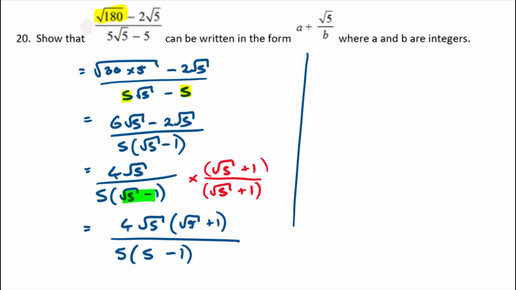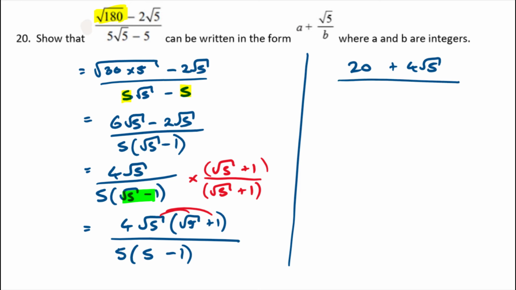I'm going to create a second column here because I'm running out of space. So 4 root 5 times root 5 first on the top. I'm going to multiply both things by 4 root 5. So 4 root 5 times root 5, well, root 5 times root 5 is 5. 4 times 5 is 20. So that's going to give me 20. And then 4 root 5 times 1 is just 4 root 5. So I'm going to end up with 20 plus 4 root 5 on the top.